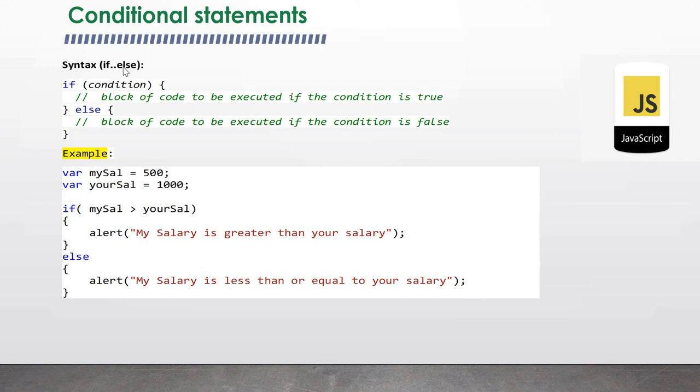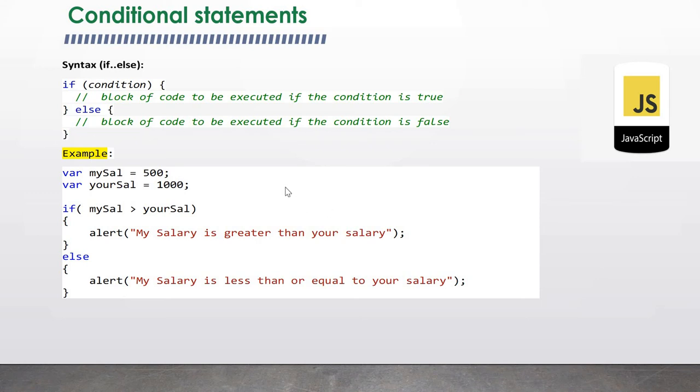So let's see first our if-else syntax. There will be a condition, and if the condition is true, your compiler will get inside the if block, a block of code to be executed if the condition is true. And then the else keyword: if the condition is false, your compiler will skip the if block and come to the else statement, and it will execute the code inside the else statement.